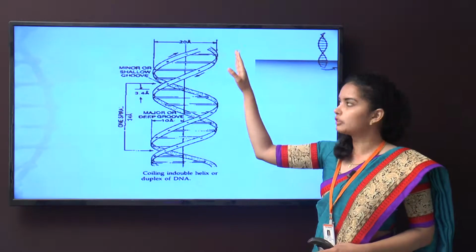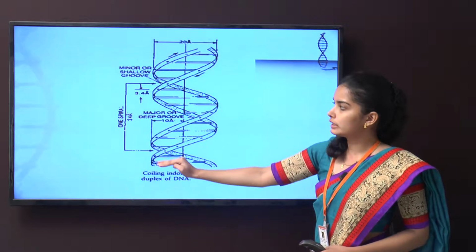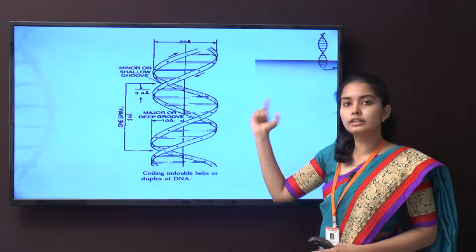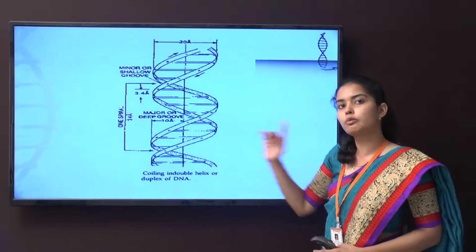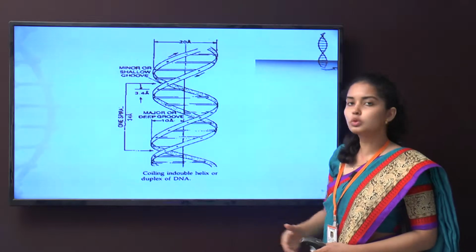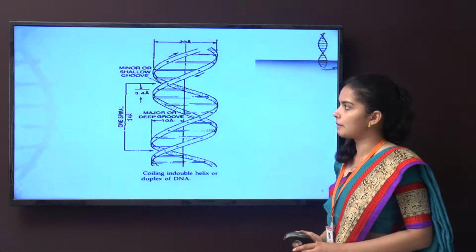The diameter of DNA is 20 angstrom. If we see, one turn of DNA is 34 angstrom and there are 10 bases in one turn. So the distance between two nucleotides is 3.4 angstrom.